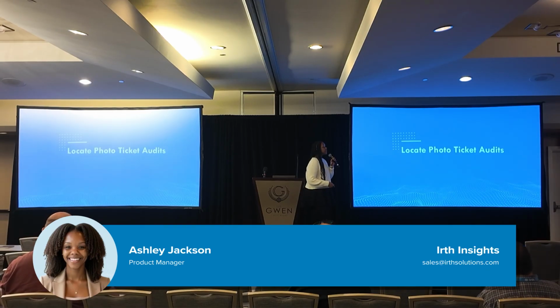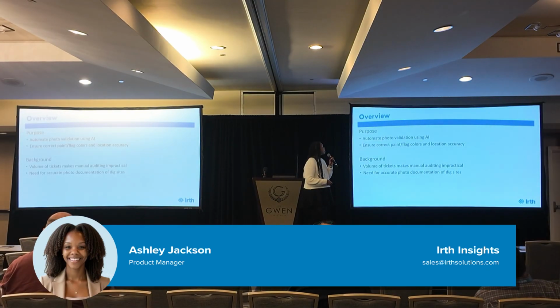So first, talking about locate photo ticket audits. Really why we were looking to have this type of model is that we wanted to automate photo validation. We want to ensure that the correct paint and flag colors are there, providing location accuracy as well. With the paint and flags, we've been talking about them a lot and seen them in other presentations as well. We're really familiar with people having to spray paint or stand particular flag colors.